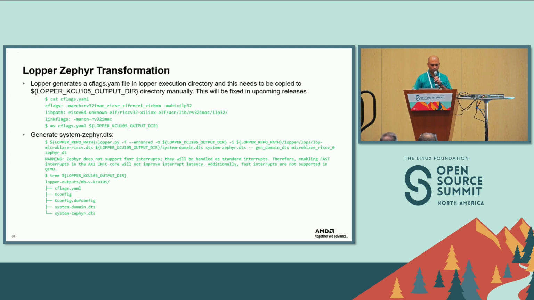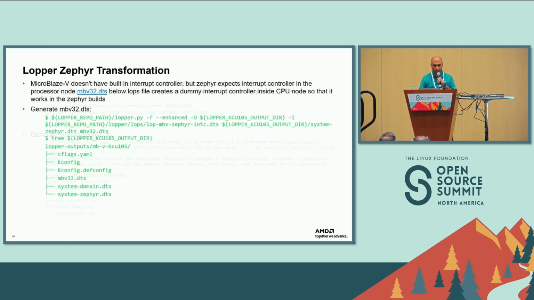Basically, this DTS file is the output of your system device tree transformed by Lopper for the Zephyr board DTS. Also, we have one more step if you need it: you need to convert this system Zephyr DTS to a board DTS, especially when you have an interrupt controller. The MicroBlaze RISC-V doesn't have a built-in interrupt controller, but Zephyr builds expect an interrupt controller processor node to be present in the board DTS. The below lops file creates a dummy interrupt controller node inside the CPU, and this will be used for the Zephyr builds.